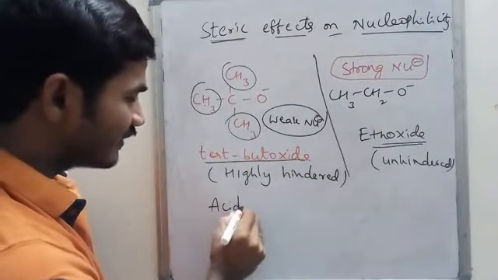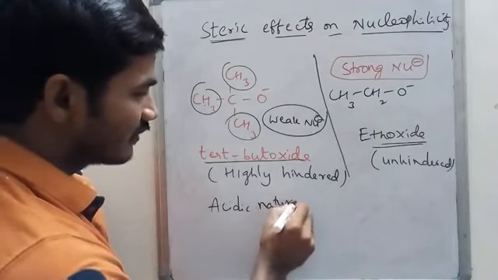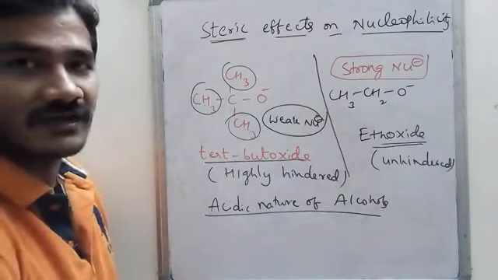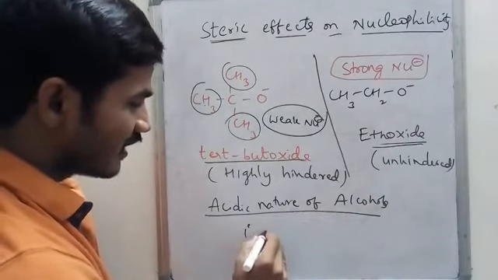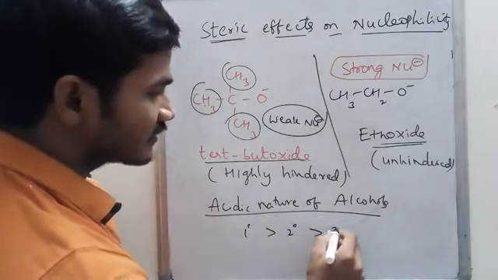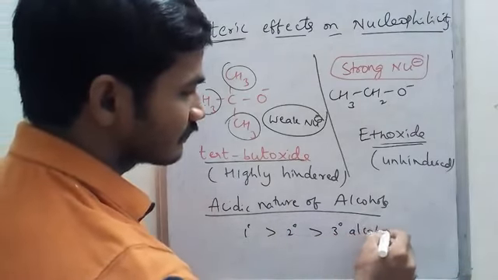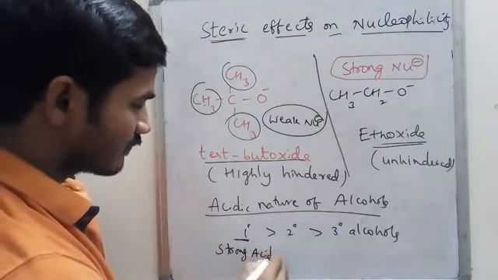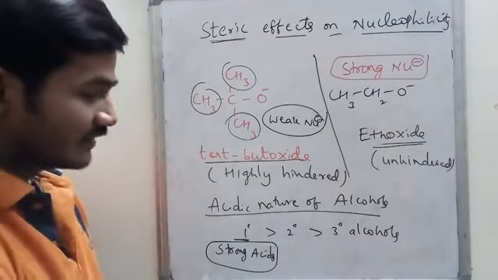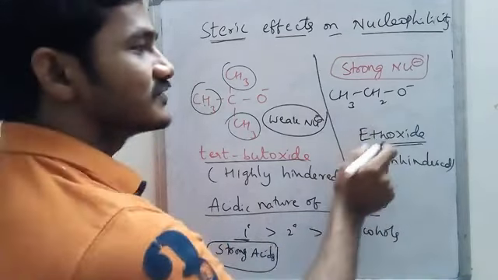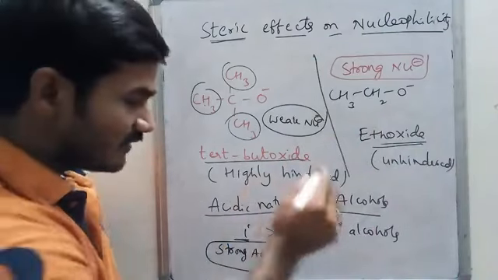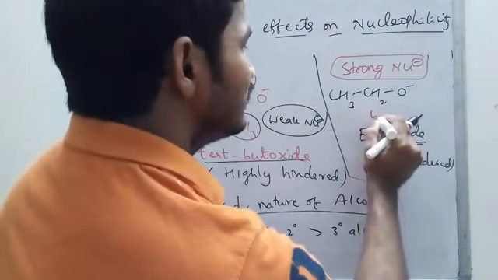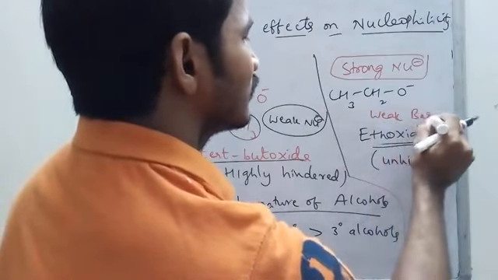Normally, the acidic nature of alcohols: primary alcohols are stronger acids than secondary alcohols and tertiary alcohols. Primary alcohols are strong acids. If primary alcohols are strong acids, its conjugate base becomes what? Weak. So I write this molecule is a weak base.